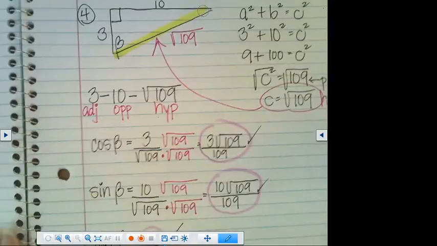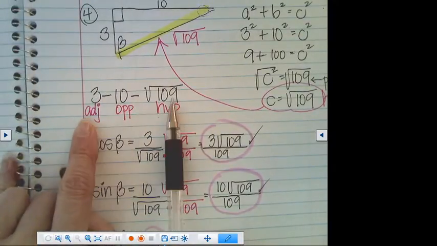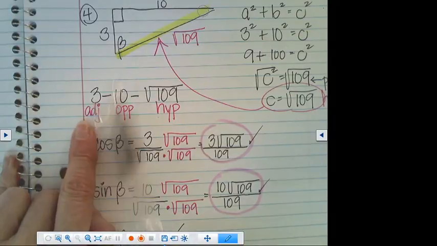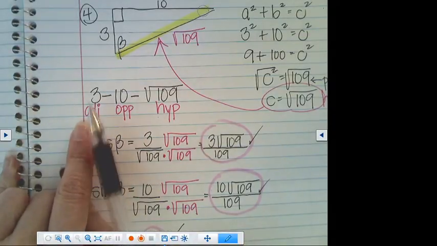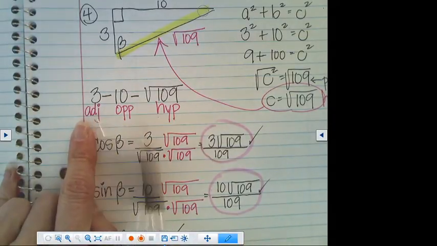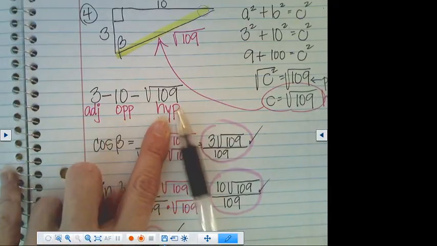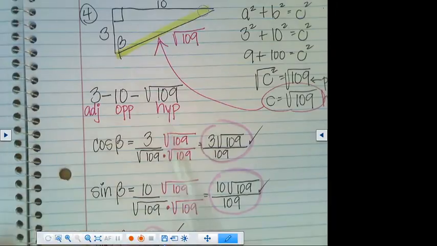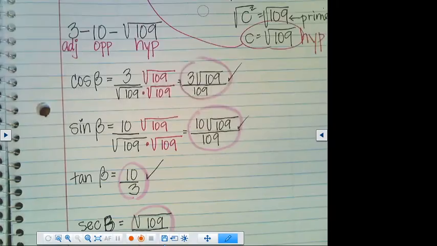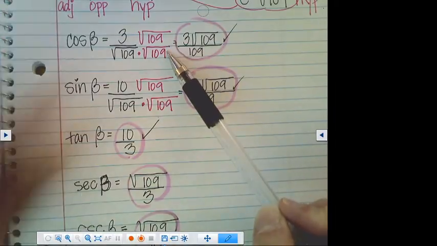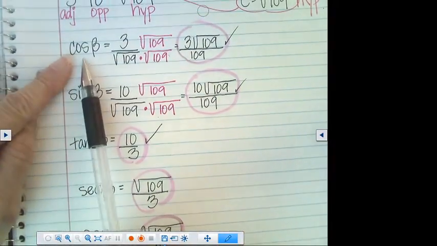All right, so I always write mine from least to greatest and then identify these legs based on your reference angle. So 3 is the adjacent side, 10 is the opposite side, and our hypotenuse, of course, is the square root of 109. Okay, so then I found my values, and we will work on rationalizing that denominator. We'll work on that. All right, check those answers for me, please.